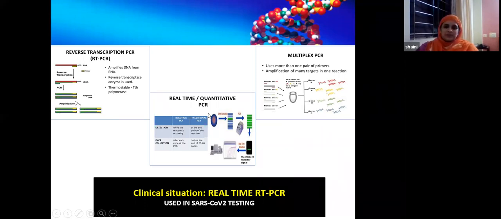Most of the time, reverse transcription PCR is definitely done. Real-time PCR is done in more advanced labs. But as far as I know, most of the labs in India are not doing real-time PCR. With RT-PCR only, you get a positive or negative result. That is sufficient. But real-time will give the viral load also.